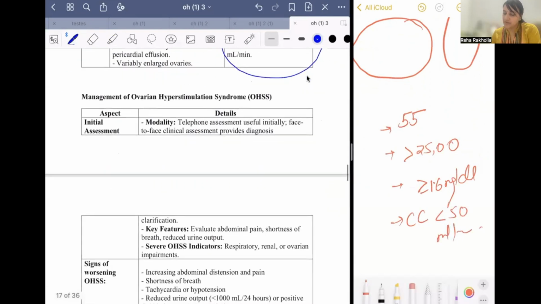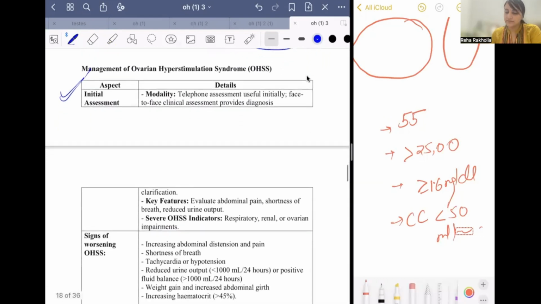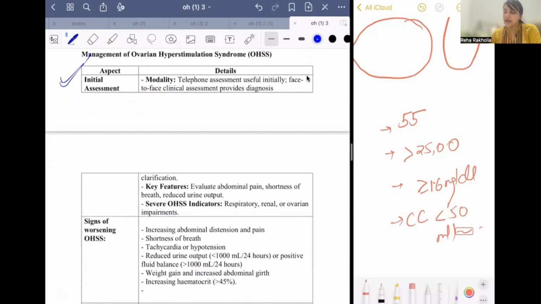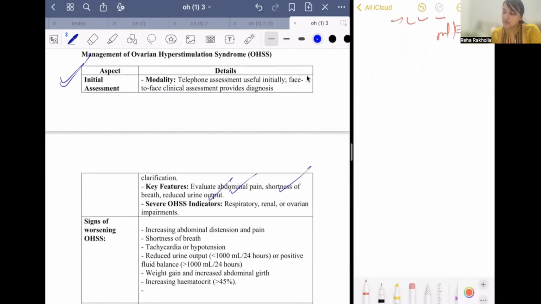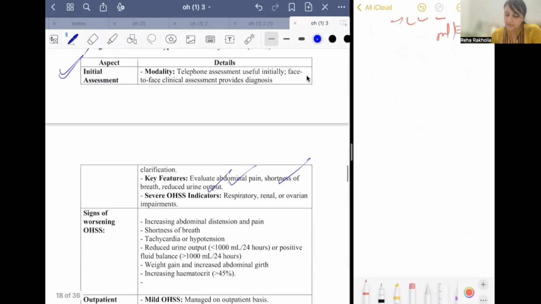Now management of OHSS. Now we'll see how will we manage OHSS. See, first, during the initial assessment, modalities like telephone or face-to-face consultations are used to clarify the diagnosis. Key features include abdominal pain, shortness of breath, and reduced urine output. Okay. Then immediate attention is required if severe symptoms such as respiratory, renal, or ovarian impairment.